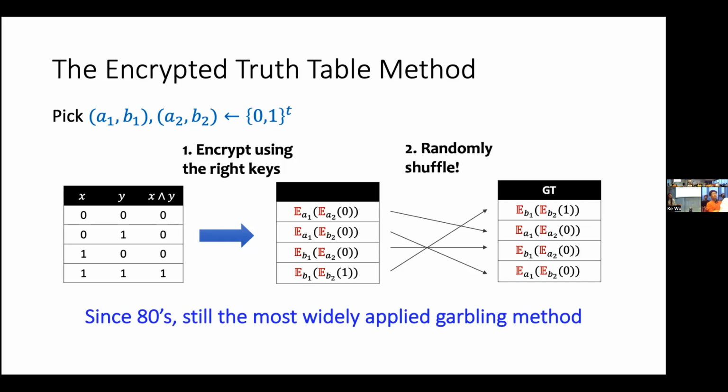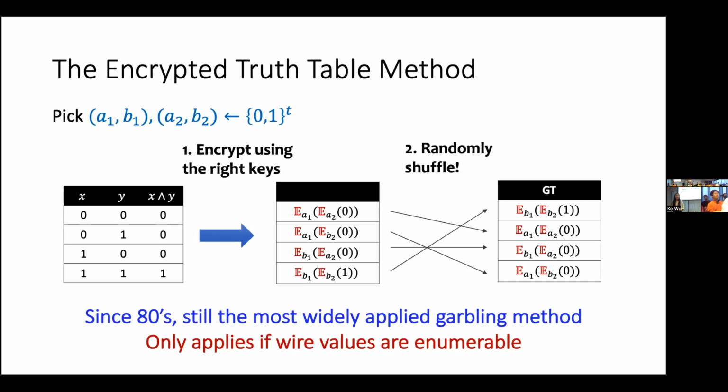Since the 80s, amazingly, this method is to this day the most widely applied method for garbling. But it does have its limitations. In particular, it only applies to the case where the wire values are enumerable, right? So people have extended this technique to garble other kinds of gates and do some small arithmetic computation by enumerating the truth table, but ultimately it cannot go beyond enumerating things.